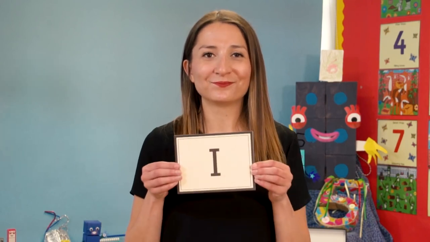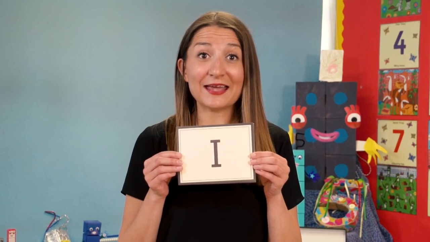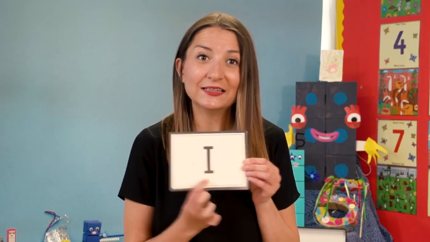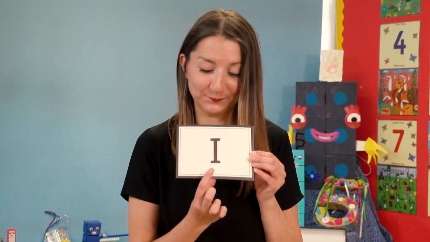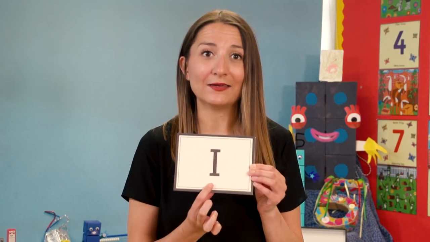Now we're going to practice reading the tricky words. I, we, go, they. Now I know that you know how to read this tricky word. Can you remember the tricky bit? Yes, the tricky bit is, says I. Can you read the word? Let's read it together. I.